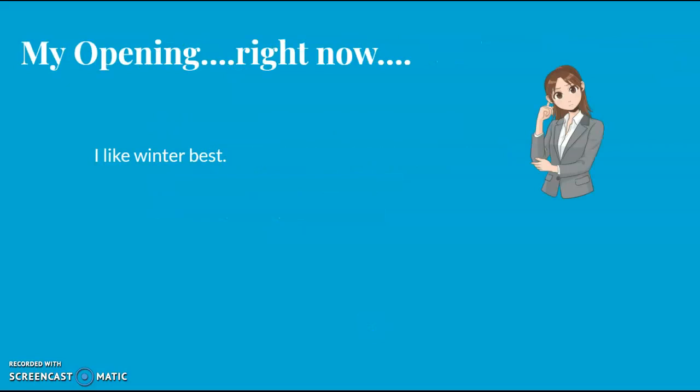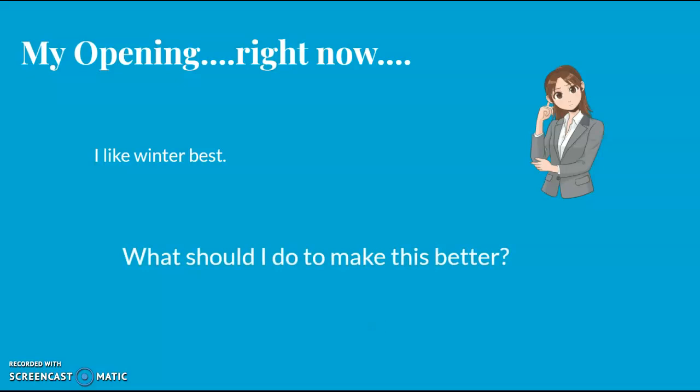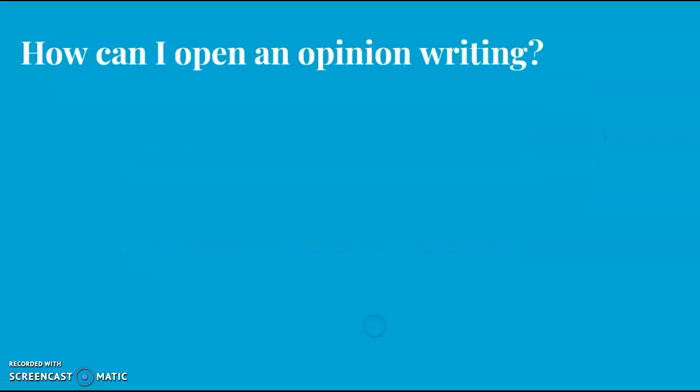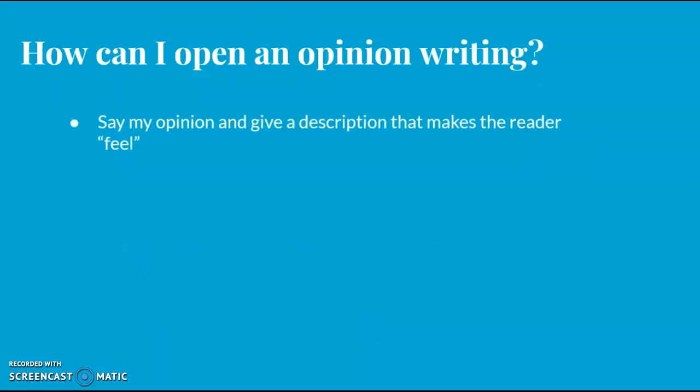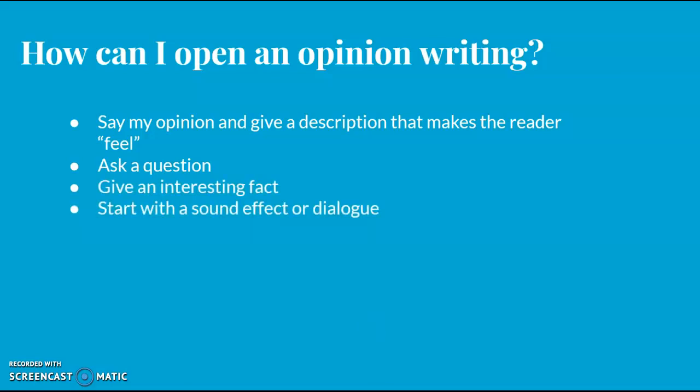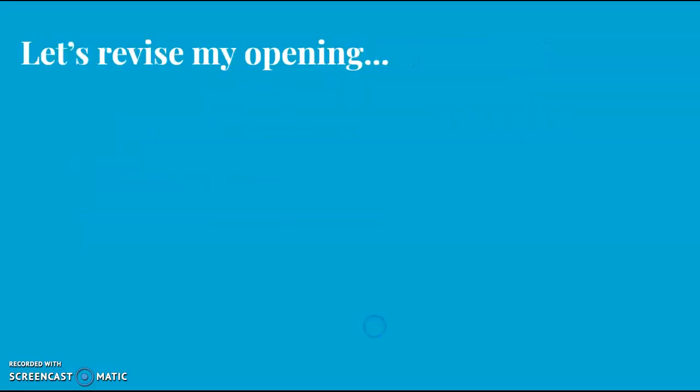My opening right now says, I like winter best, right? Well, how can I make that a little bit better? Here's some good ways to do that. One good way to do that is to say your opinion and give a description that makes the reader feel what you feel during that particular thing. Another way is to ask a question. We can give an interesting fact. We can start with a sound effect or a dialogue. Let's take a look at how each of those should look.